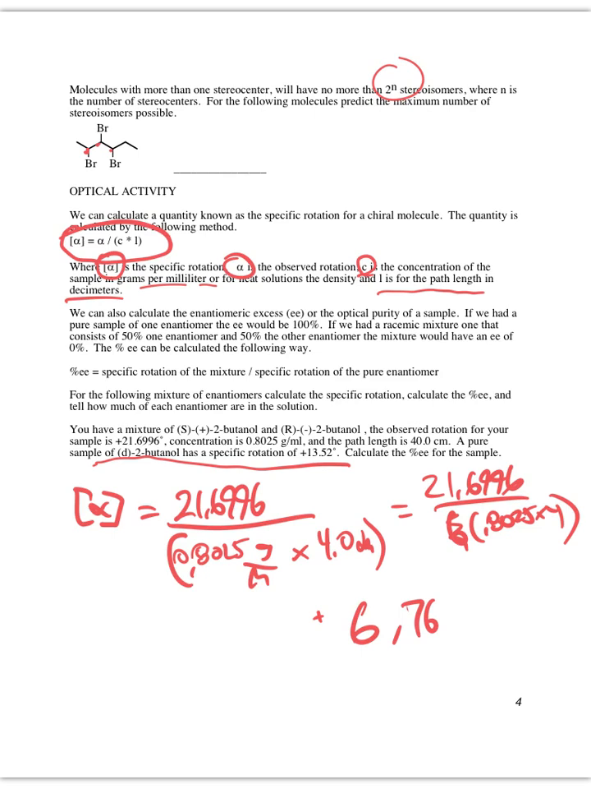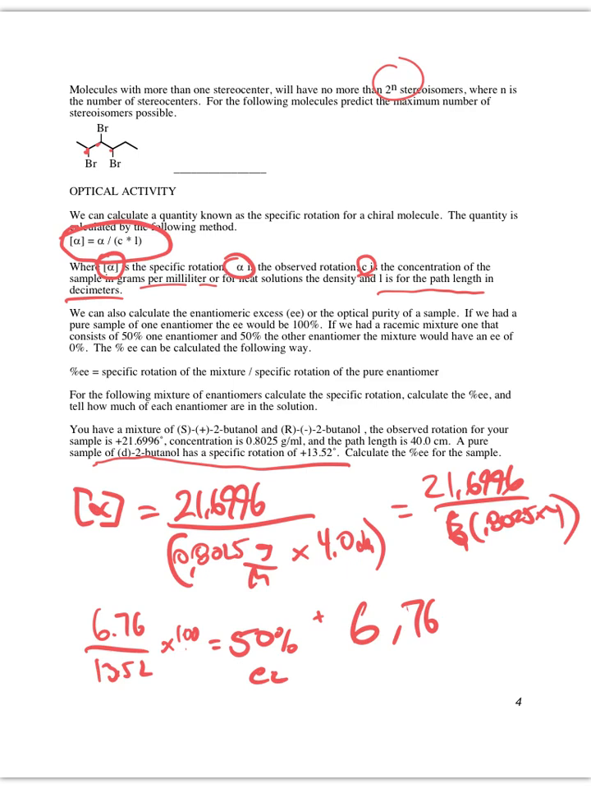Calculate the percent EE. So for this, we take our 6.76 divided by 13.52, multiply it by 100, and we get 50, right? 50% EE. What does that mean when you're talking about the percent enantiomeric excess?